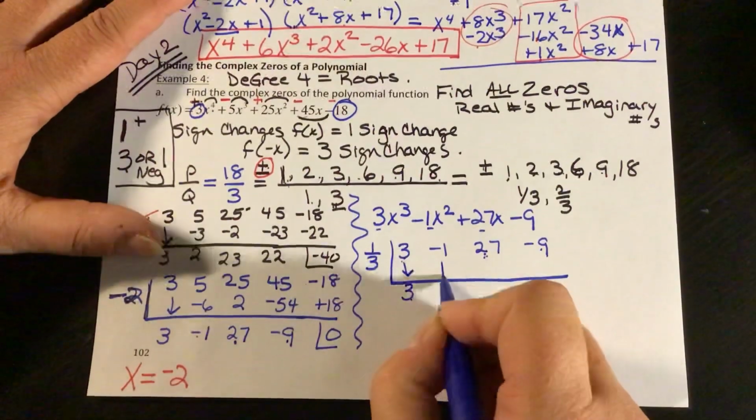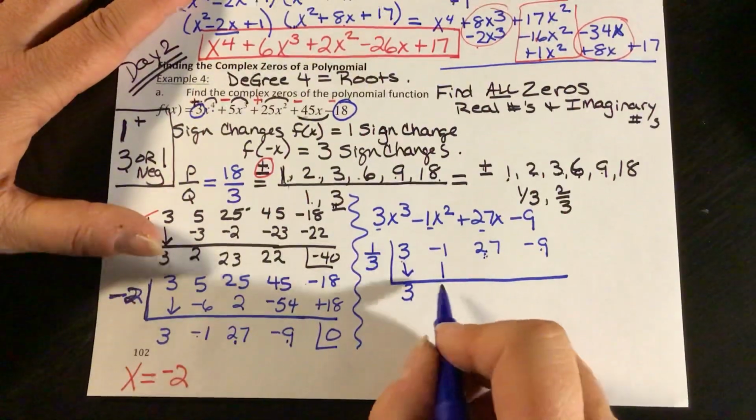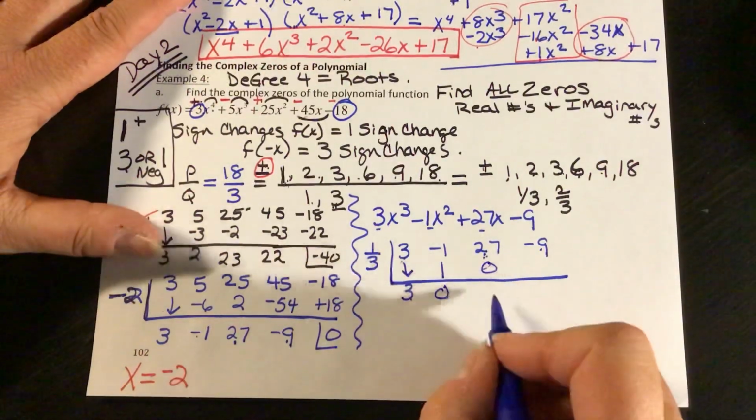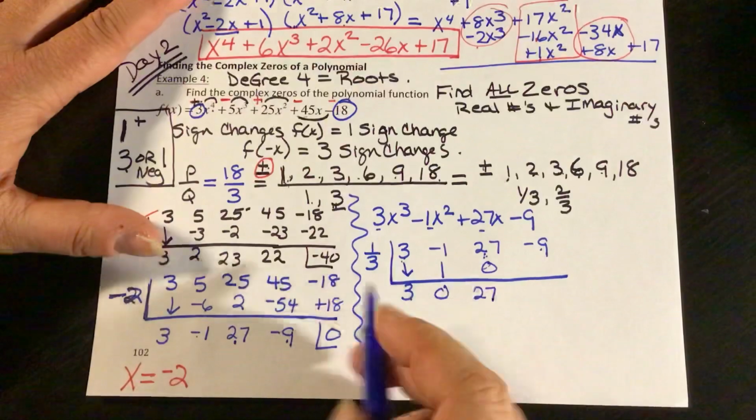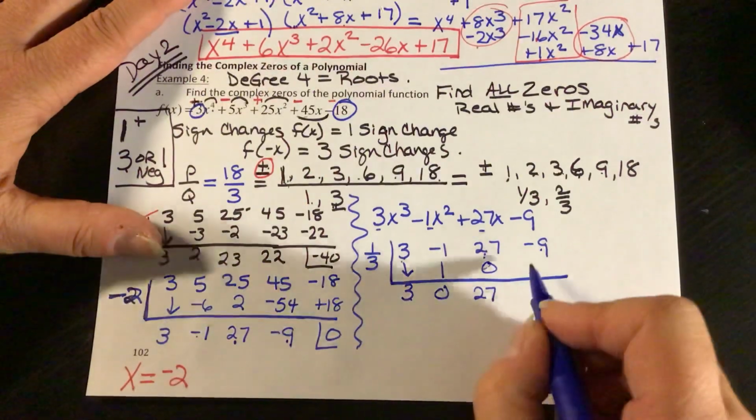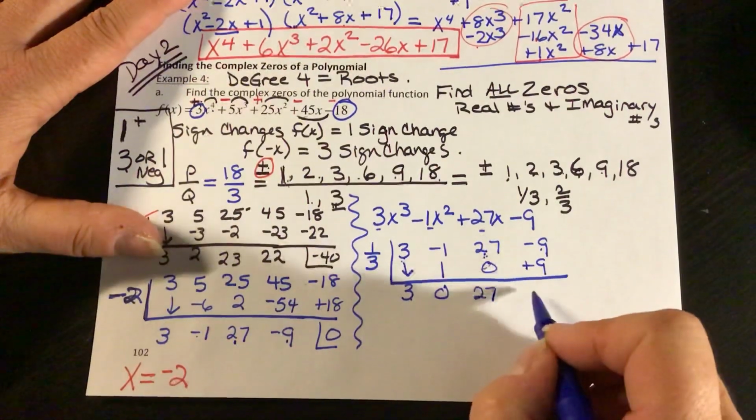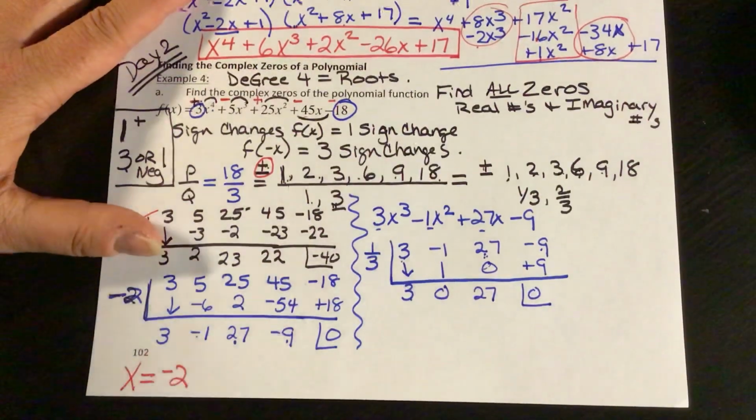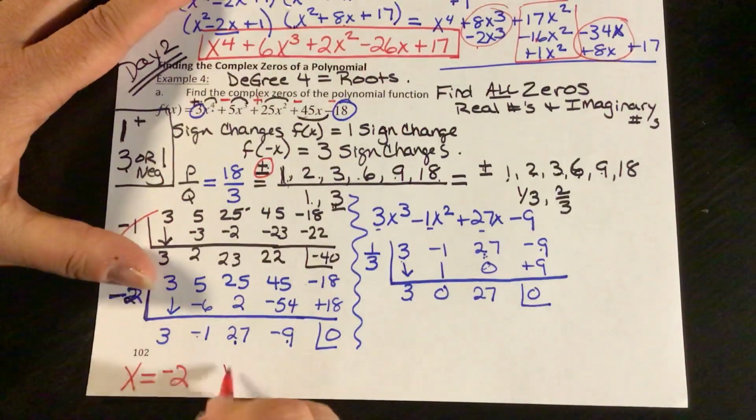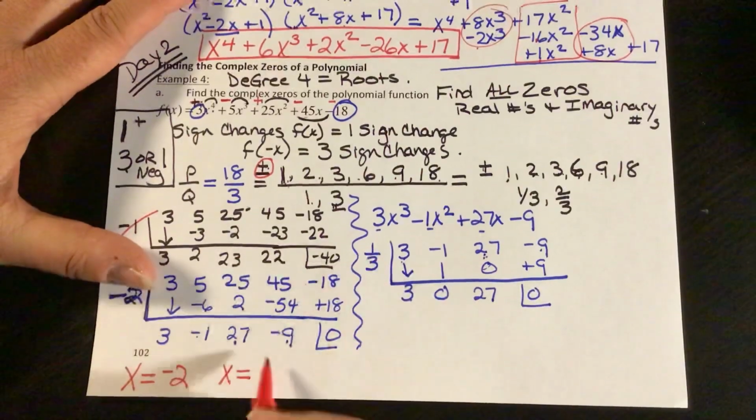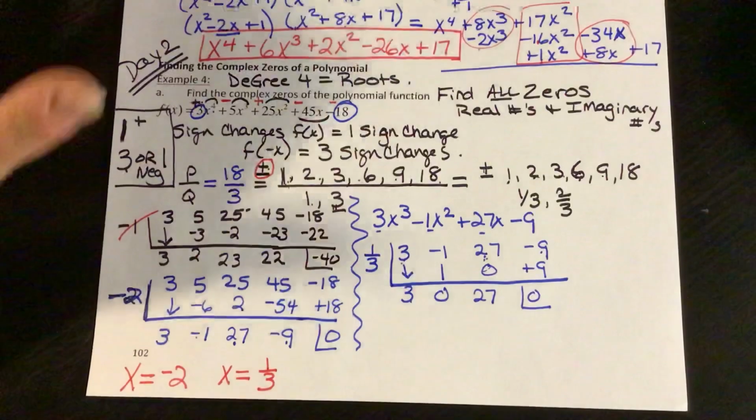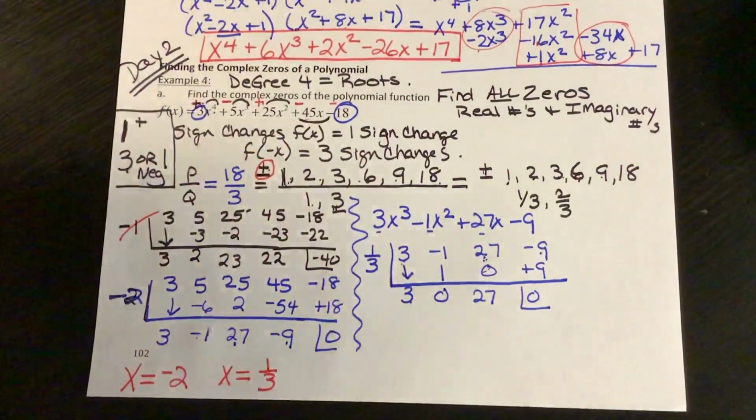A third of 3 is 1. 1 plus -1 is 0. A third times 0 is 0. Bring down 27. A third of 27 is +9. And I get remainder 0. So I know that x can also equal 1/3. All right, now we're getting somewhere.